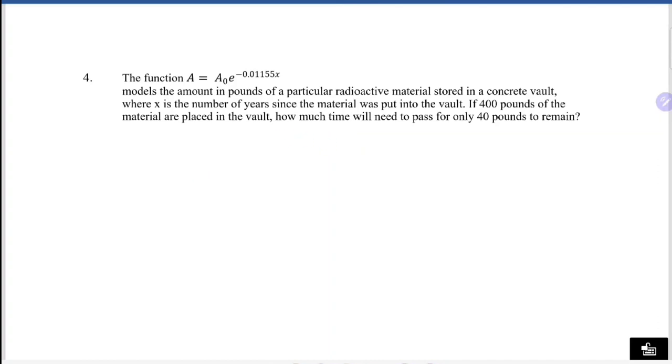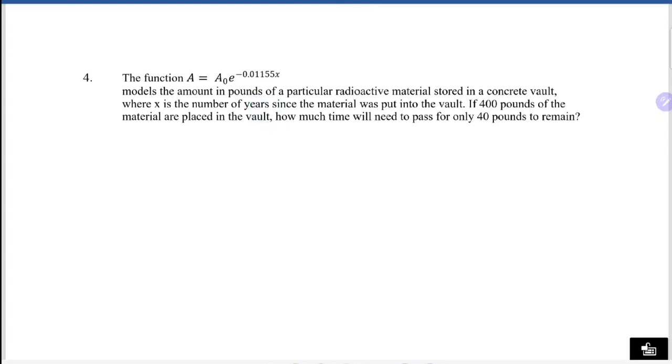We have to use this particular function, the equation in this function, to solve for the time they are asking us to find. If we recall from our lecture, whether it's the growth model or the decay model, it's the same function, except that in the decay model, the rate of growth will be negative.